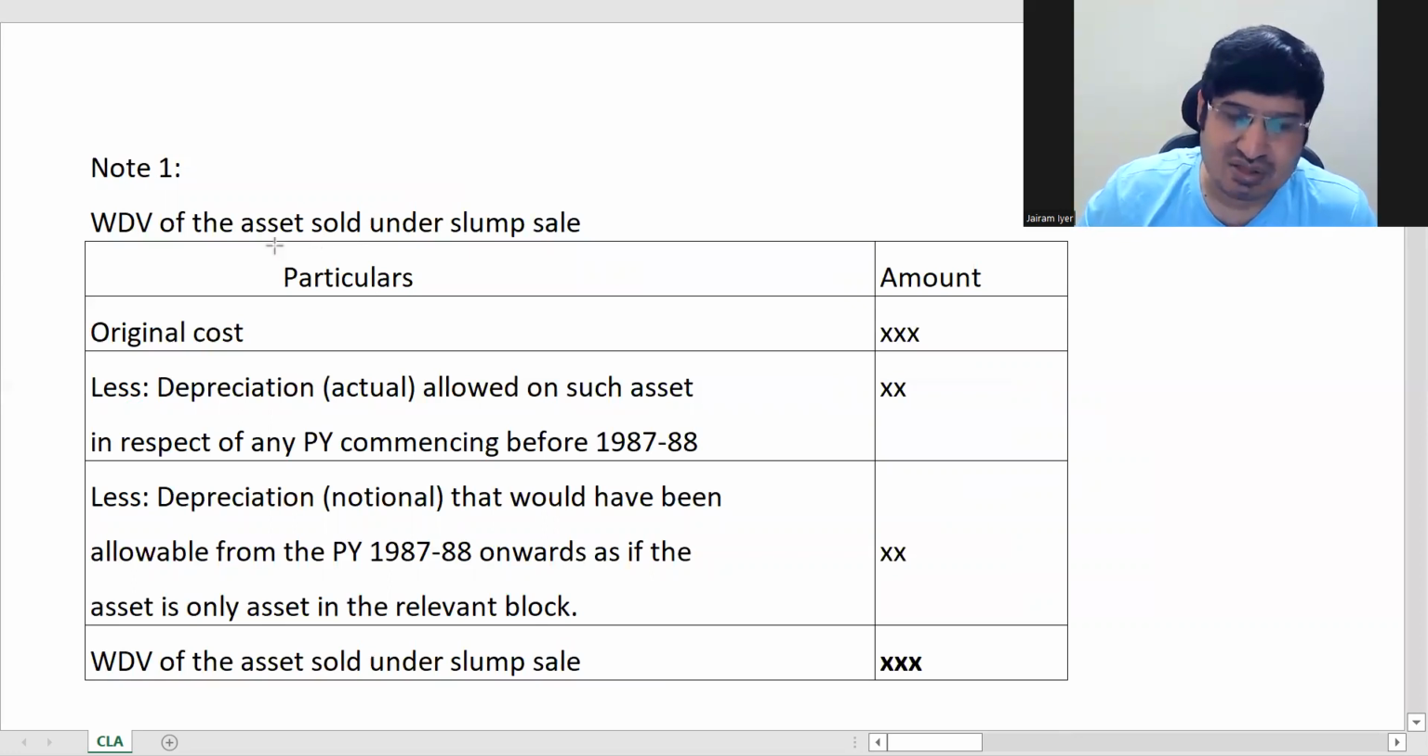Okay, so slump sale is only there as a concept. You won't have problems and all for this. It's only there as a concept for you. So you just need to know what it is. So say you have got 10 assets, correct?